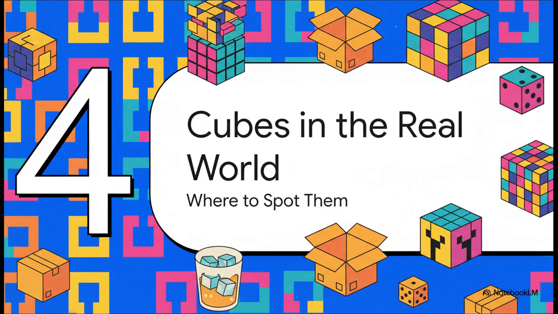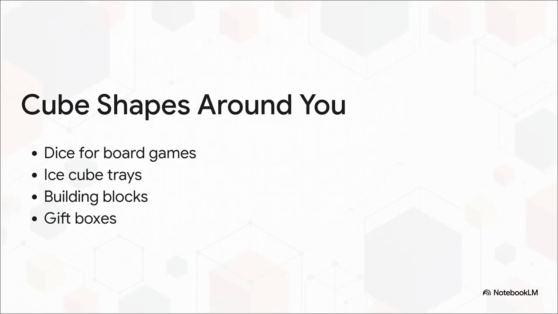Okay, now that we get the idea, let's become cube spotters. I promise. Once you know what to look for, you'll start seeing this math concept hiding in plain sight everywhere. Think about it. The cube shape is a favorite for a reason. It's super stable, it's easy to stack, it's predictable. You see it in the dice you roll for a board game, the ice cube tray in your freezer, those building blocks we talked about, even a perfectly wrapped gift box. They are all physical examples of a perfect cube.